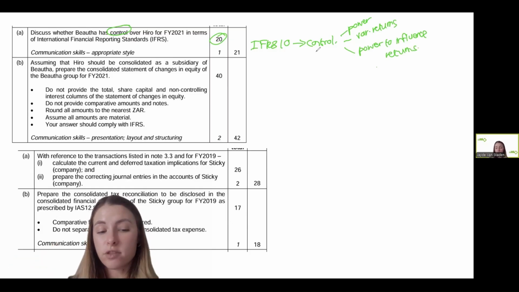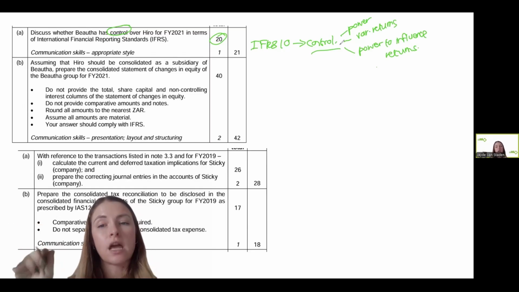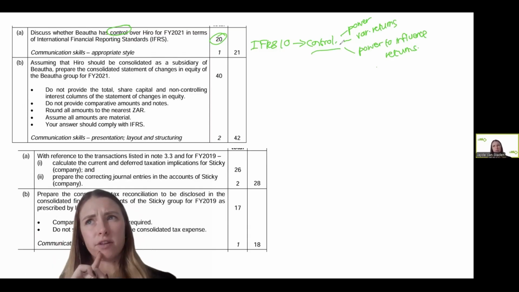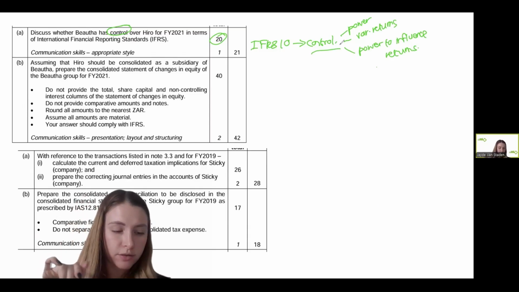Obviously, you need to be comfortable with what is in the standard, but for the more nitty-gritty things, you need to have good flagging. I think I do have a flagging video on IFRS 10 that I will upload.